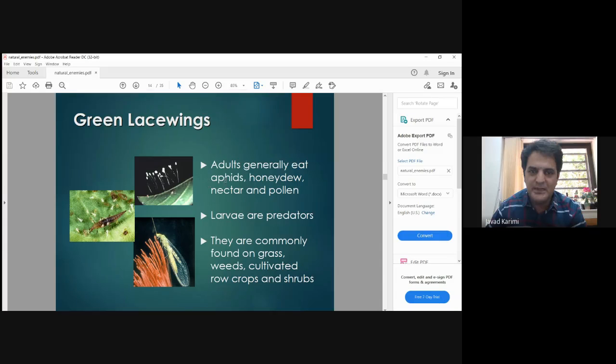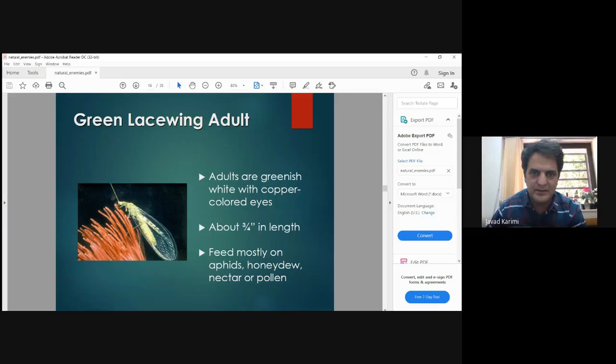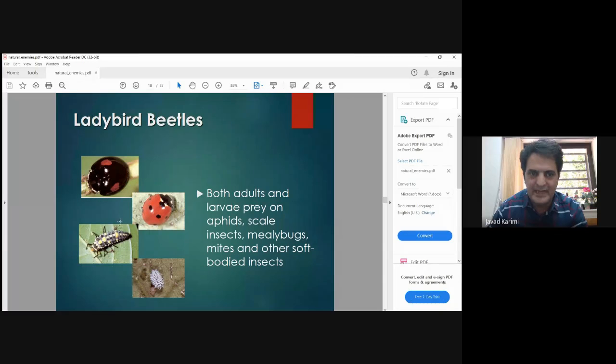It feeds on many types of insect like aphid and other thin insects. Here you can see the lacewing, which feeds on the aphid, and this is its egg on the stem. This is the same insect, the lacewing, and also here the adult lacewing. Here you can see its image, and this is another type of predator. This is a carabid beetle. This is a coccinellid beetle, and this is another group of beetle which use insects as prey.